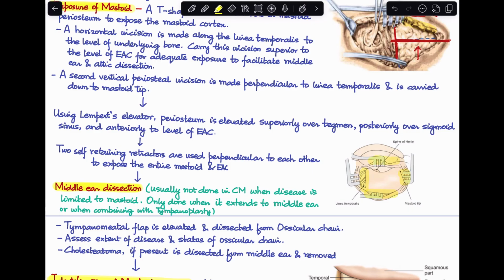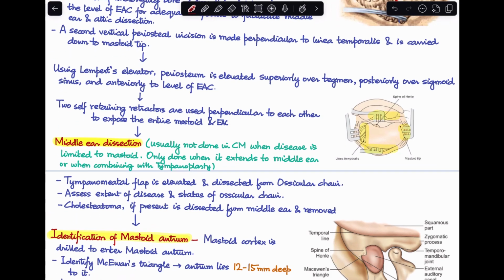Now, after you have exposed the periosteum and exposed the cortex, we put two self-retaining Mollison's retractors perpendicular to each other and expose this entire area of the mastoid and external auditory canal. So now we have proper exposure of the mastoid.